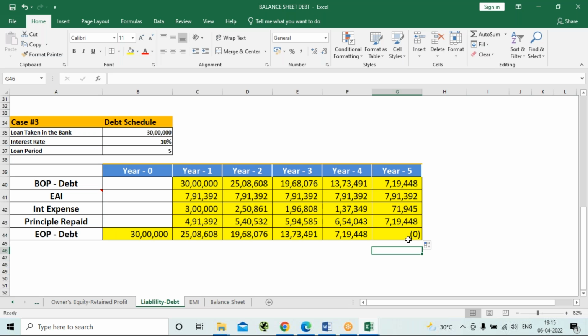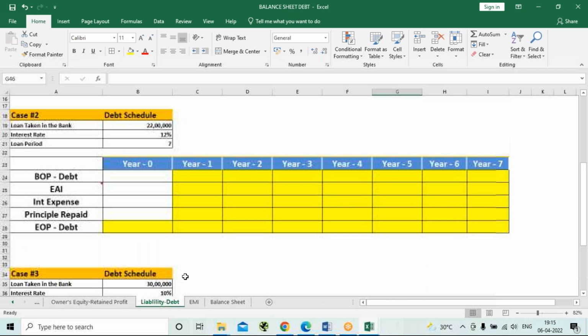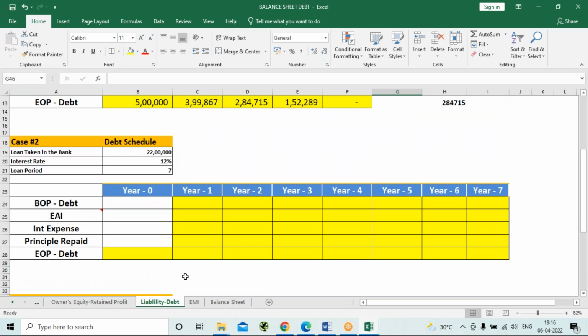Hope everyone has understood this. Okay, so I will forward this sheet so that you please do the 7 years calculation, and you have to submit it by tomorrow.